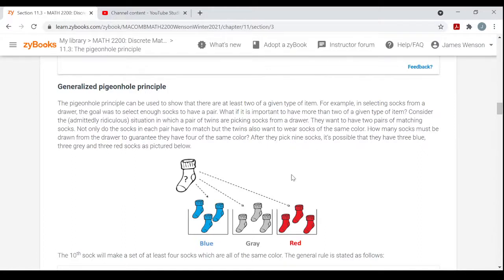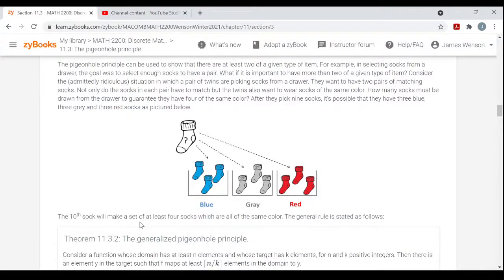So they must pick the 10th sock, right? Because again, this could happen. This is one possibility. Maybe they picked out 3 blues, and then the next 3 were gray, and the next 3 were red, and oh man, so far I don't have 2 pairs of the same color. But then that 10th sock is going to be either blue, gray, or red, and then I'll have 4 of some color, and therefore 2 pairs of some color for the twins to wear. So the 10th sock will make a set of at least 4 socks, which are all the same color.